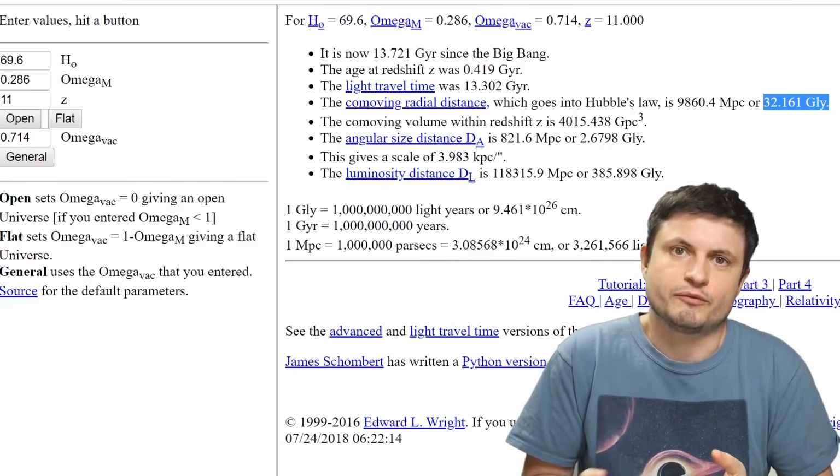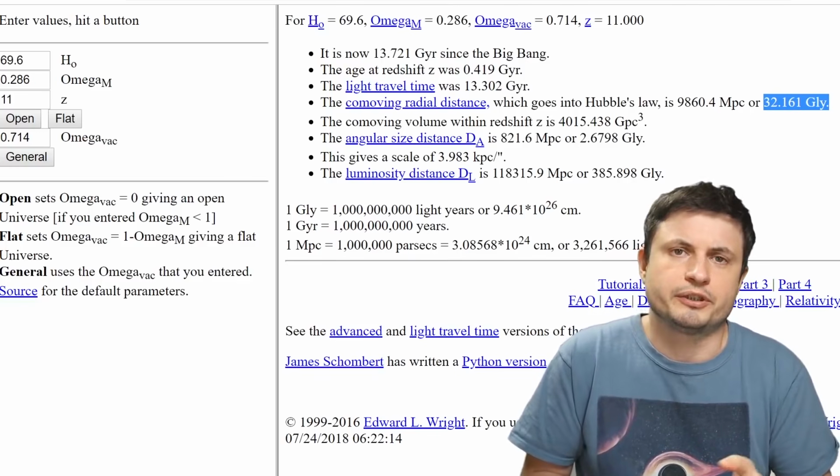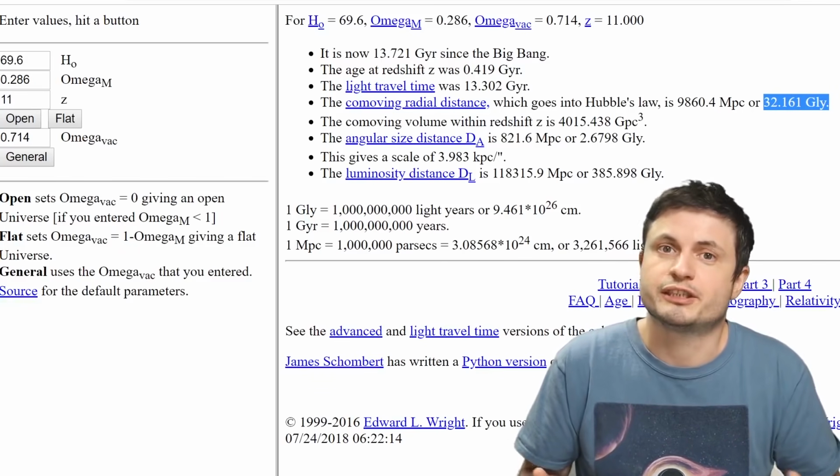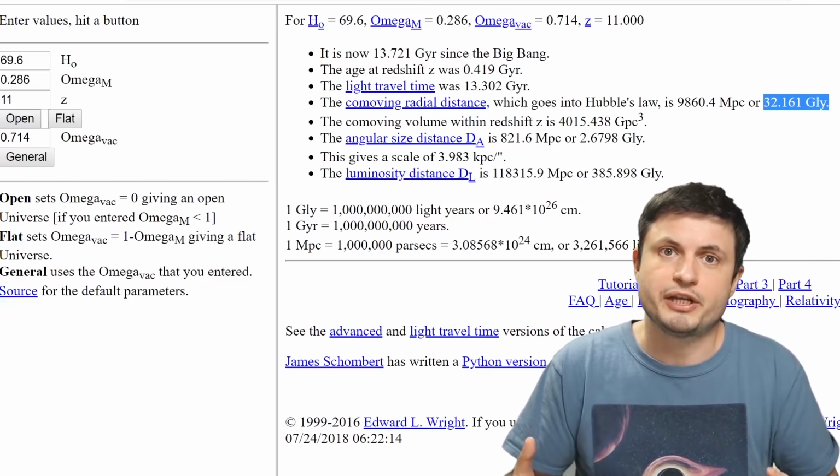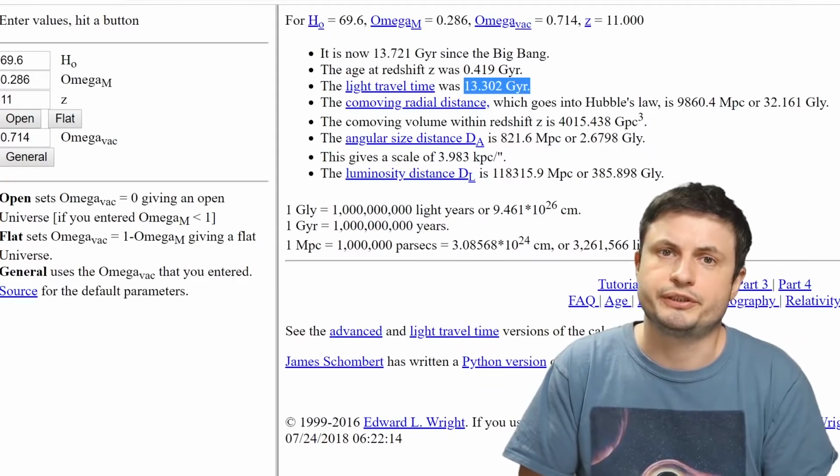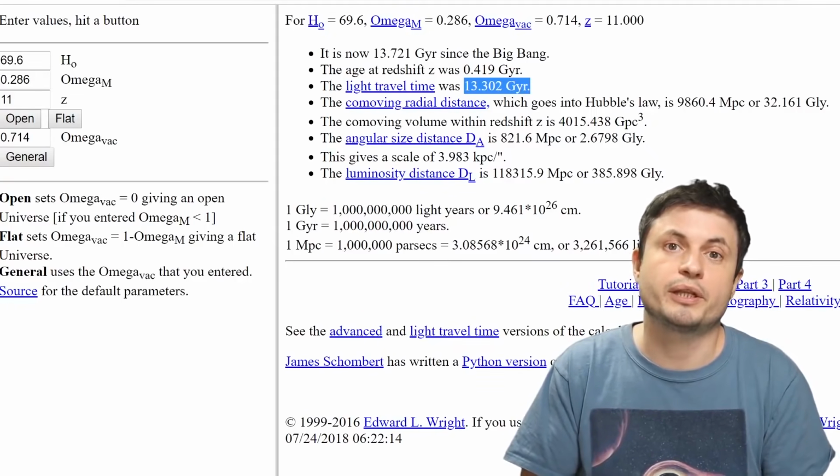Now obviously some of you might be asking, but the universe is only 13 billion years old. Don't forget, the universe has been expanding, so because of the expansion of the universe, the galaxy was also moving away from us as the universe was expanding, and so this distance is much larger now. But here we also see that the light traveled for 13.3 billion years, meaning that this galaxy is about 400 million years old, at least in this particular picture.